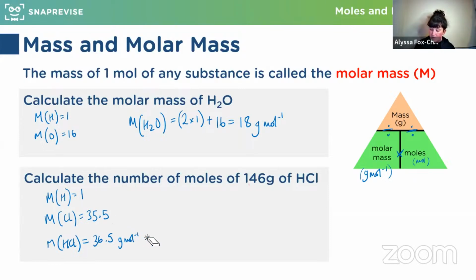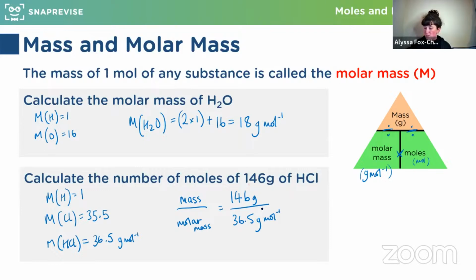So if I've got grams per mole and I want moles, then I need to do grams, mass, divided by molar mass. So 146 grams divided by 36.5 grams per mole. That cancels the grams, brings the moles up onto the top line, which gives me 4 moles of HCl.